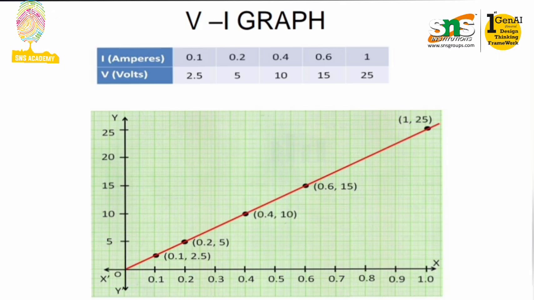Thus we can conclude that Ohm's law states that at constant temperature, potential difference V is directly proportional to the current. What is the meaning of directly proportional? If one quantity rises, the other quantity also rises. If the voltage is more, what will happen to the current? High voltage results in high current, and low voltage results in low current. So we can conclude that V is directly proportional to I.